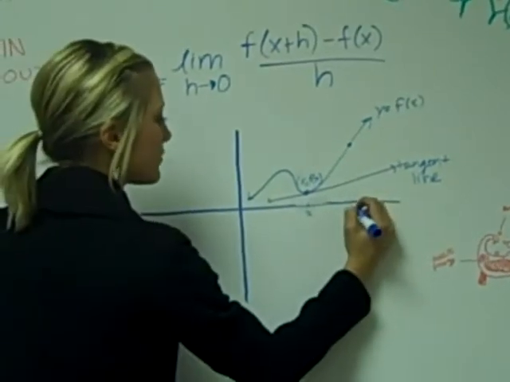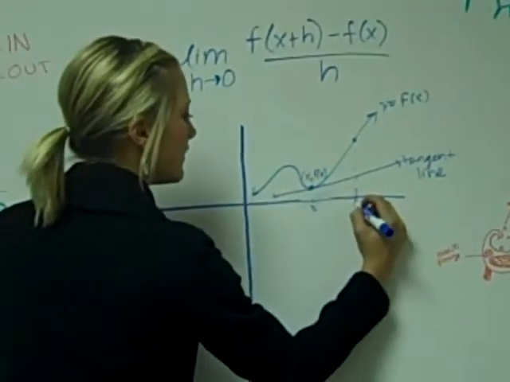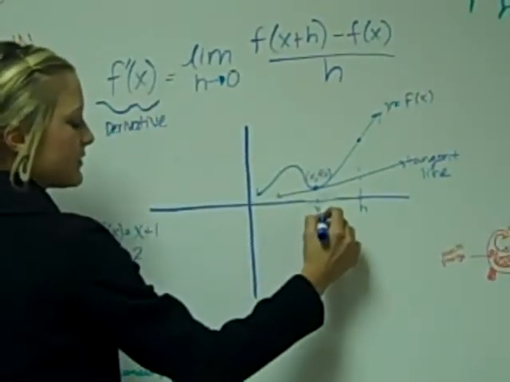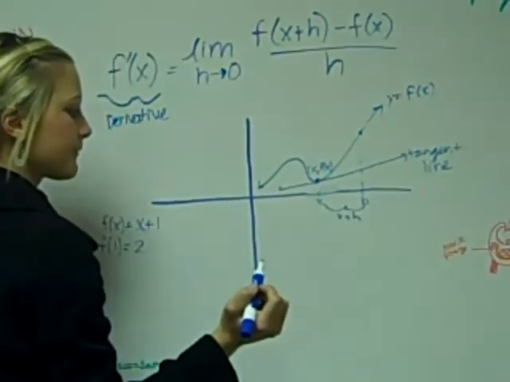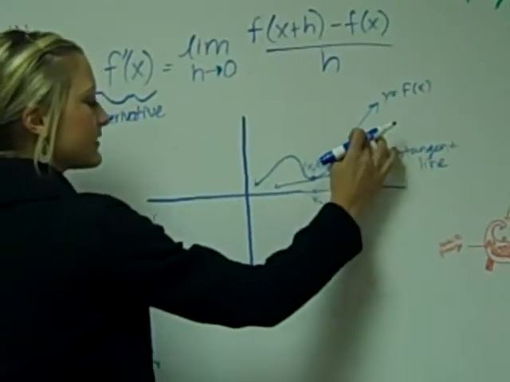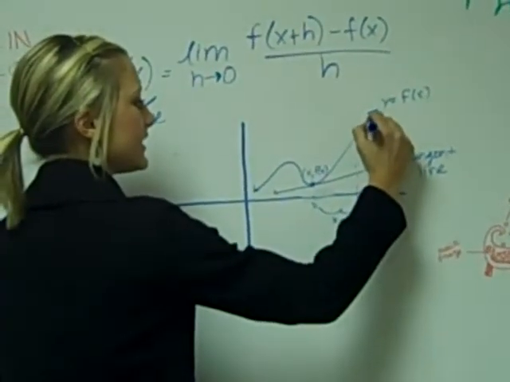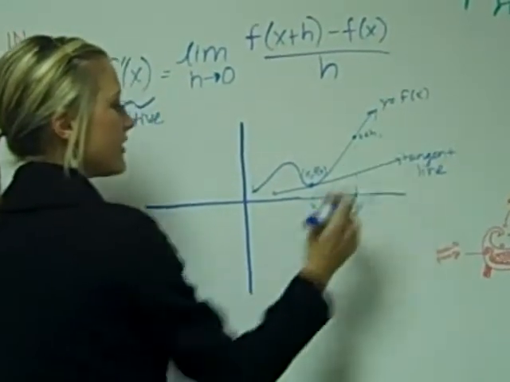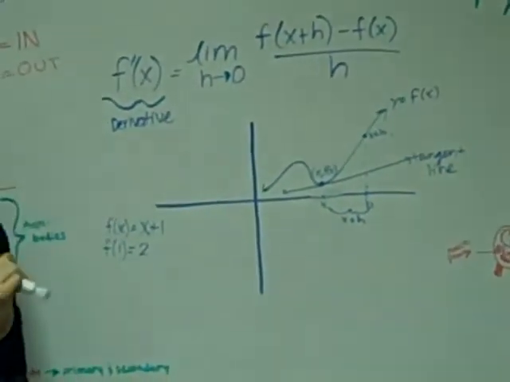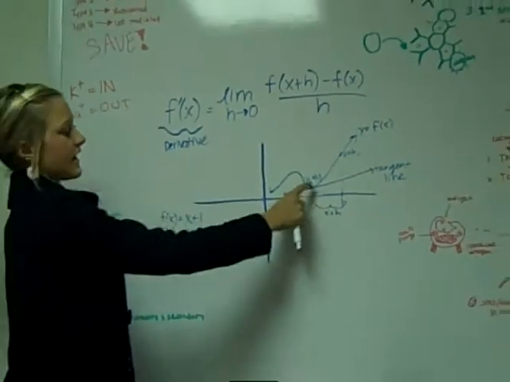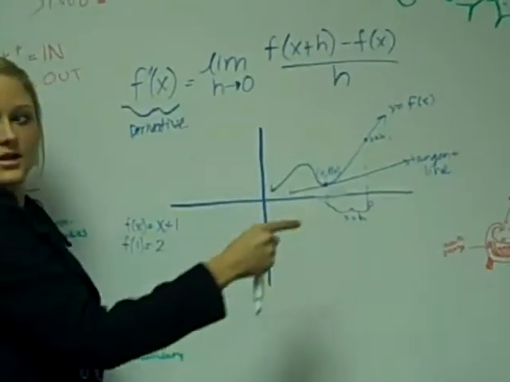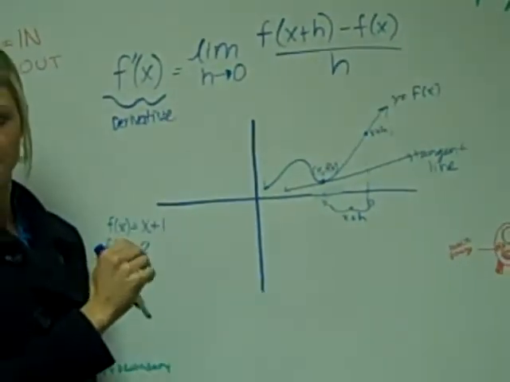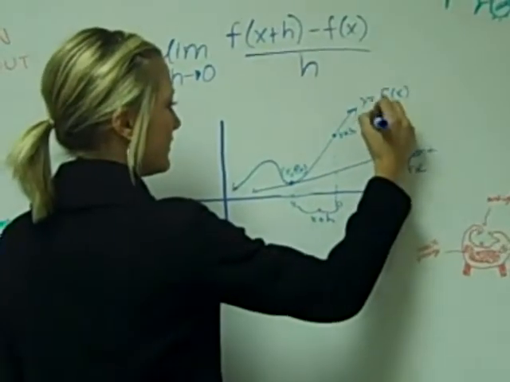And we're going to label this point h. And then the distance between these 2 points is going to be x plus h. So this point up here is x plus h. And then what would the y coordinate be? If this is x, f of x, this is x plus h, f of x plus h, right? Okay.